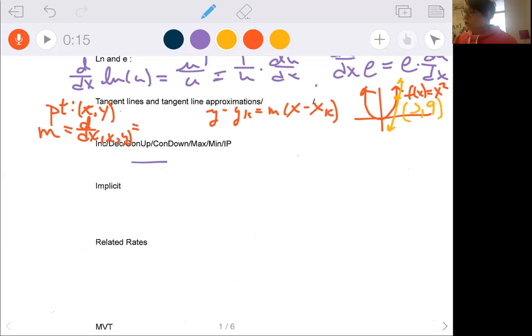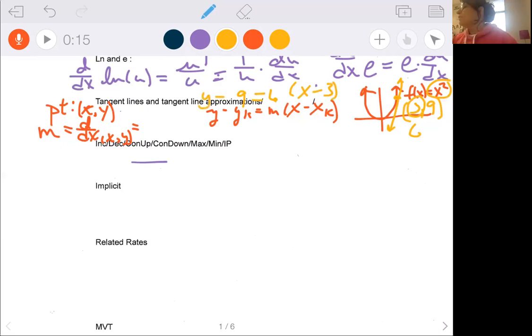I'd also need the slope. Well, the slope is the derivative. The derivative of x squared is twice x, so for the slope, I'd double the 3, it'd be 6. And then I'd write y minus the y I know, in this case a 9, is equal to the slope there, 6, times x minus the x I know. So that would become the equation for my tangent line.